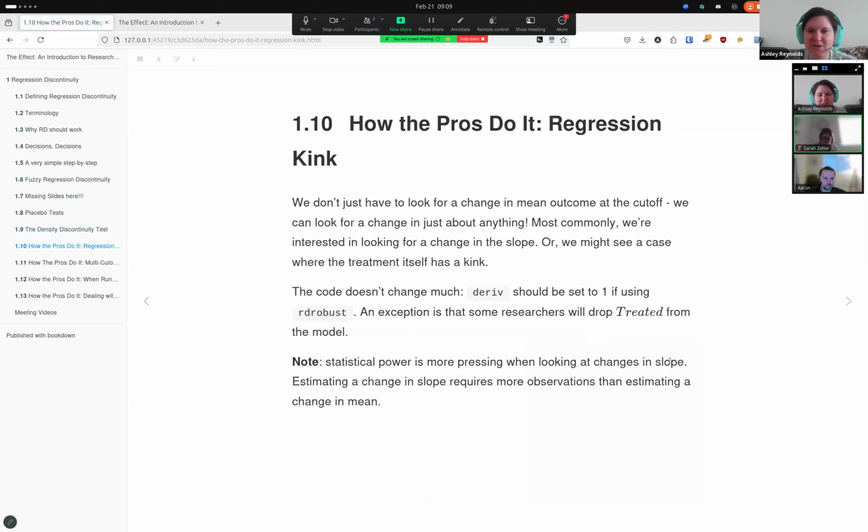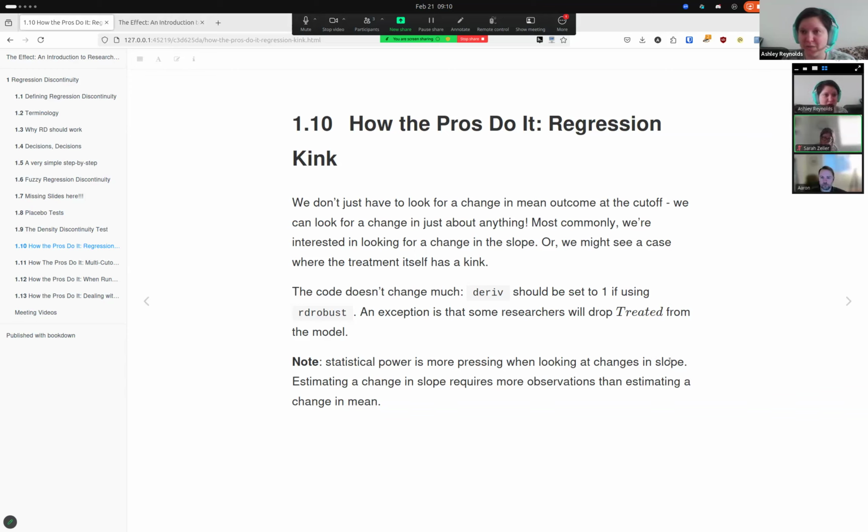So the last section that we have is how the pros do it. The first thing that was talked about in this section is something called regression kink. Basically, this is just expanding our concept of what regression discontinuity is. So far, we've looked at discontinuity in the mean outcome at the cutoff, but we can look at a change in pretty much anything we want here.